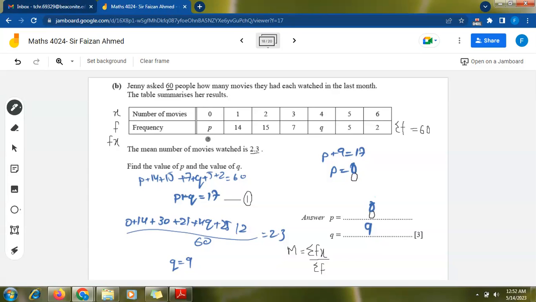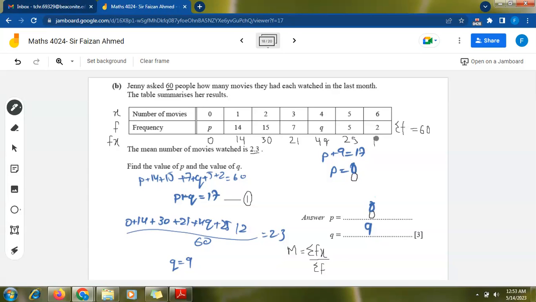0 multiplied by P will give me 0. And then 14 multiplied by 1 will be 14. 15 multiplied by 2 will give me 30. 7 times 3 is 21. 4 times Q is 4Q. And 5 times 5 is 25 and 6 times 2 is 12.